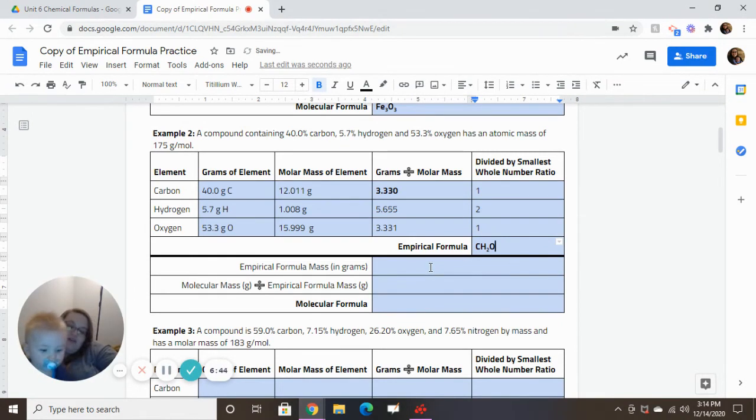So now my empirical formula mass in grams is going to be 1 carbon, 12.011 grams, plus 2 times the mass of hydrogen, plus 1 oxygen.